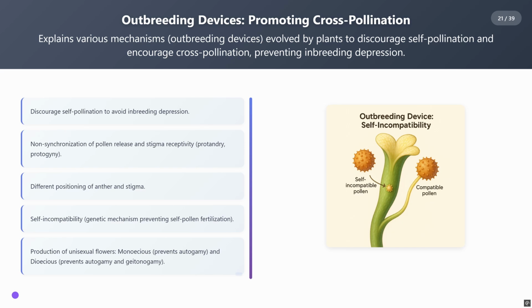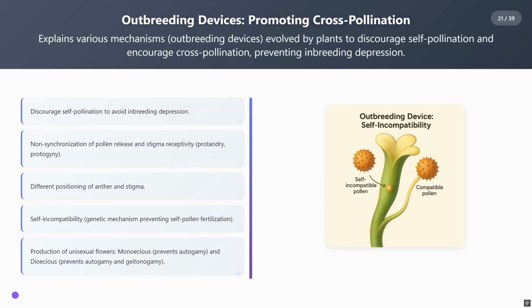One common strategy is simply ensuring that pollen release and stigma receptivity in the same flower are not synchronized. It can happen in two ways. Either the pollen is released before the stigma becomes receptive, that's called protandry, or the stigma becomes receptive before the pollen is released, that's protogyny. Either way, self-pollination is difficult. A timing mismatch. Clever. What else?